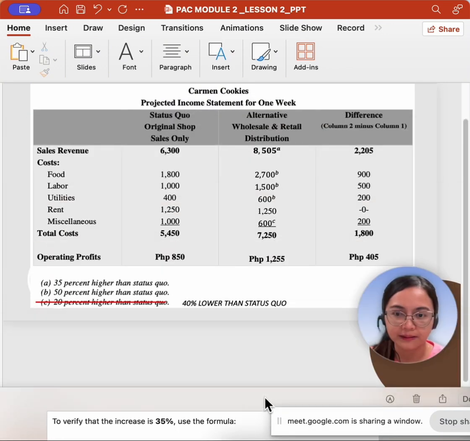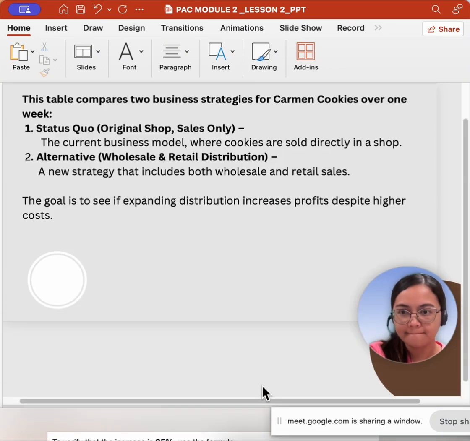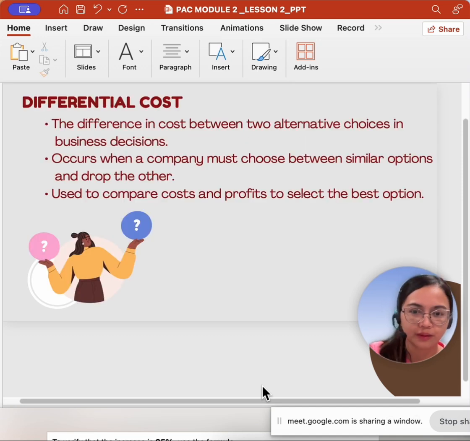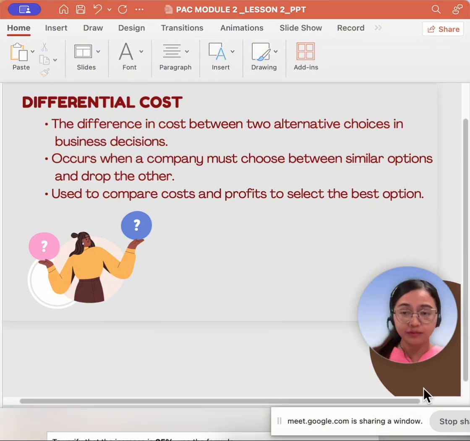So next is differential cost. When we say differential cost, this is a difference in cost between two alternative choices in business decisions. It occurs when a company must choose between similar options and drop the other, and is used to compare cost and profit to select the best option. So, you have choices. You choose one or the other, and you will select the best option.